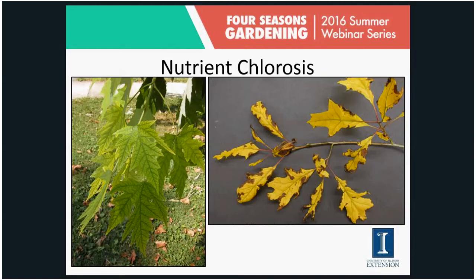So you have these dark green veins with lime green leaves, which is weird looking. This is not what the maple tree is supposed to look like. And then if it progresses, the picture on the right with the oak leaves, that's what really severe chlorosis looks like. At this point, the leaves themselves are yellow. The veins are still a darker green, but they're not as dark as they should be.